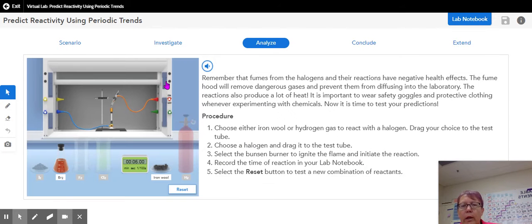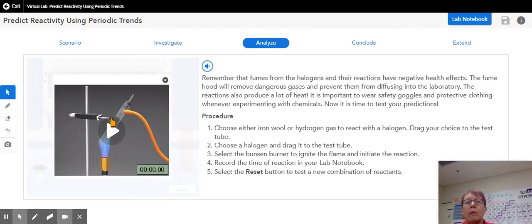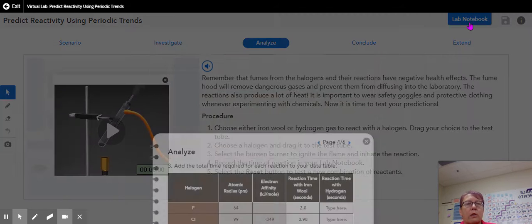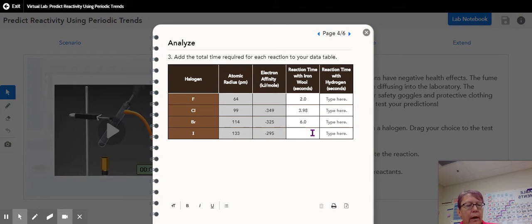All right, and then finally, we need to do reset. We're going to do steel wool, and we're going to react it with iodine. That was the final combination with the steel wool. Okay, so then we're going to turn on our Bunsen burner. And let's see, iodine and steel wool. Taking very much more time to get that reaction to happen. So 8 seconds. All right, so I'm going to go over into my lab notebook. I am going to say that it took 8 seconds.